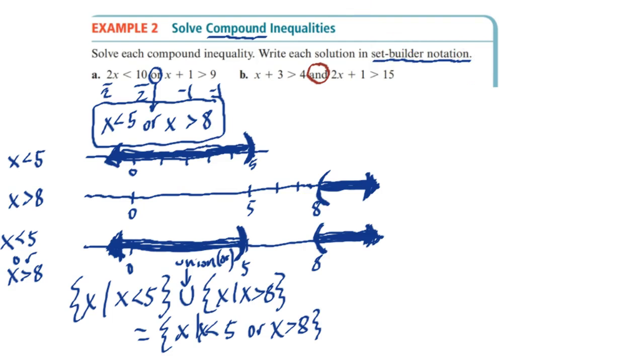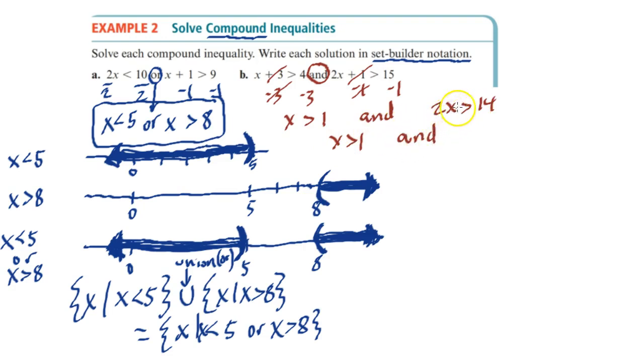Okay, so what we want to do is subtract 3. So we end up getting x, so the 3's cancel, and that's greater than 1. And so we want to subtract 1. That gives us 2x is greater than 14. We need one more step, and divide by 2 on each side. And we get x is greater than 7. Kind of weird, but greater than, that's the number 7. Okay, so we have x is greater than 1 and x is greater than 7.